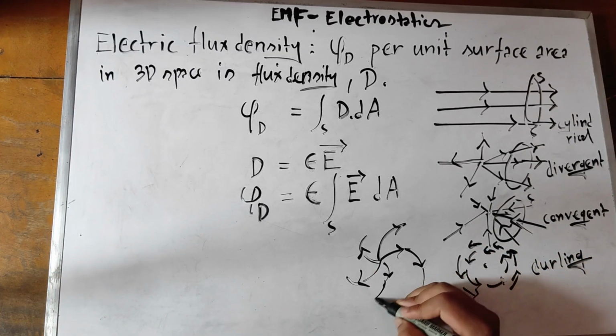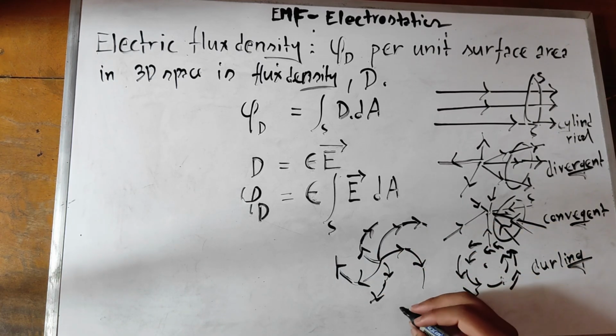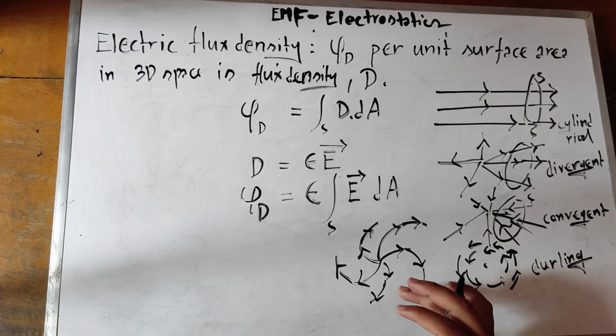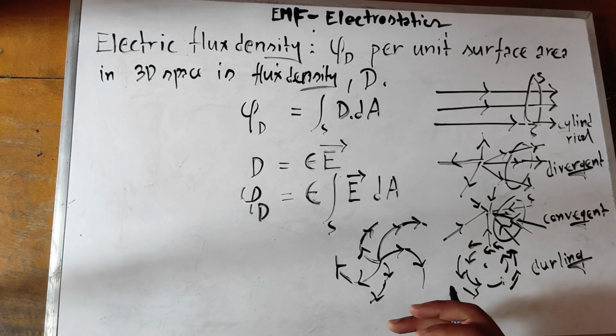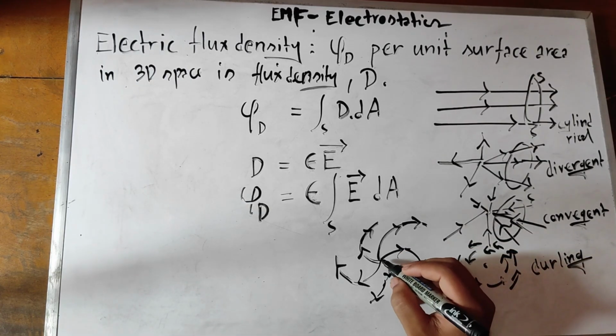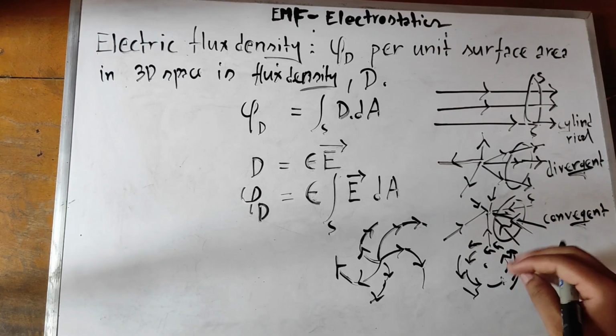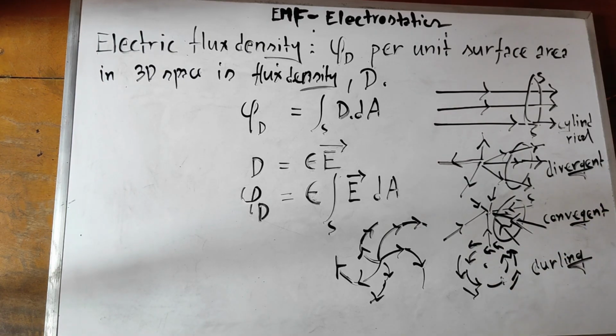So this kind of flux is a combination of divergence or convergence. It can be convergent and curling. So this kind of flux is the combination of divergence or convergence and the circulation of flux. So flux can be these types: divergence or convergence less, or source or sink free.